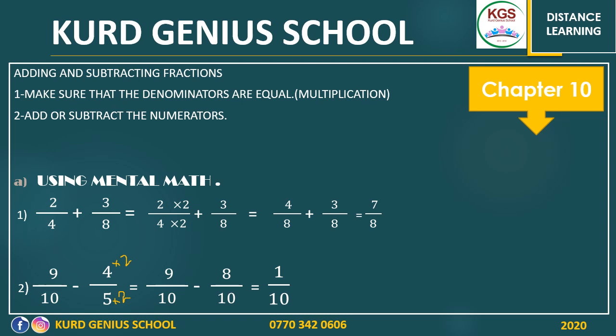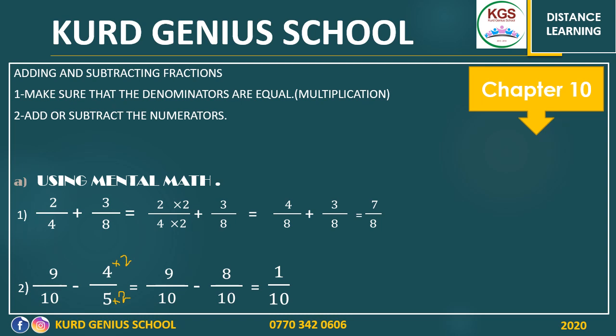Second example is the same. We have denominators 10 and 5, so you need to change the 5 to 10. 5 times 2 is 10. But do not forget that you need to multiply both of them by 2. So rewrite the example. 9 over 10 is still the same. 4 times 2 is 8, 5 times 2 is 10.